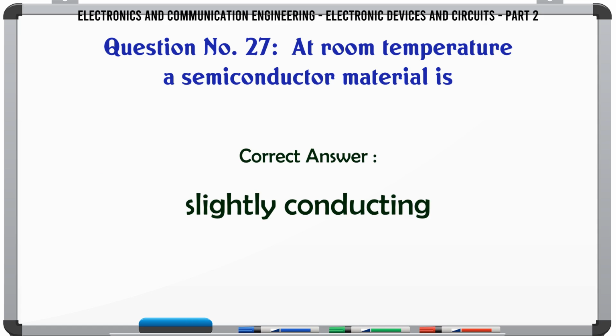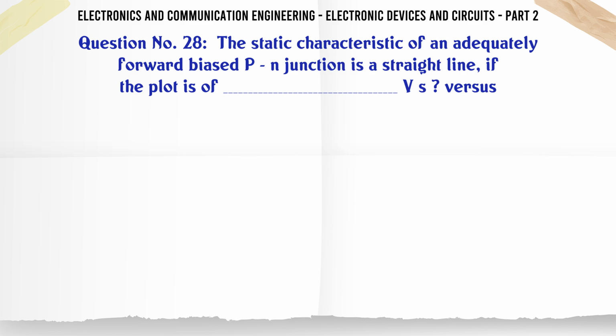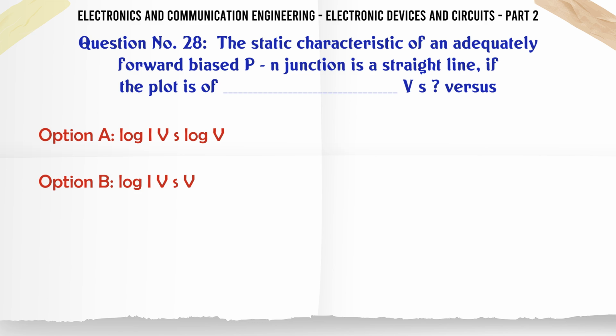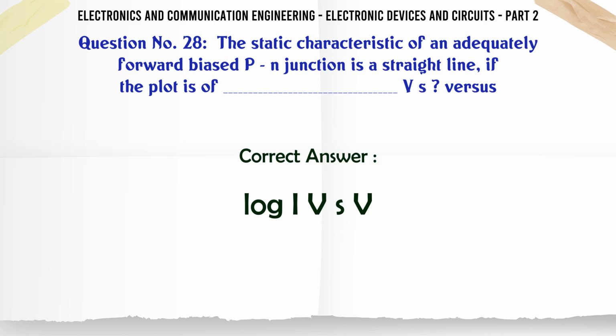The correct answer is slightly conducting. The static characteristic of an adequately forward-biased p-n junction is a straight line if the plot is of Vs versus: A, log I versus log V; B, log I versus V; C, I versus log V; D, I versus V. The correct answer is log I versus V.